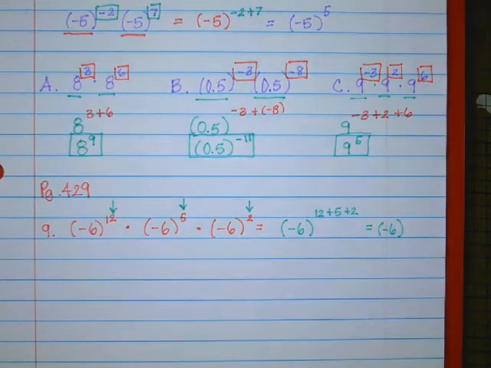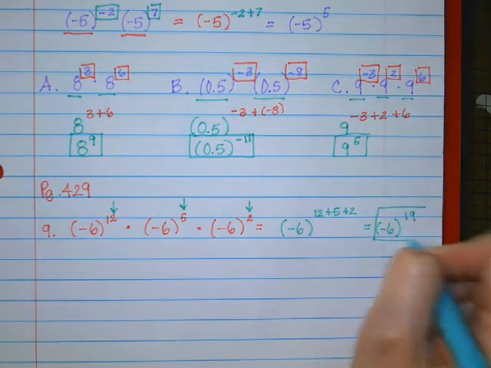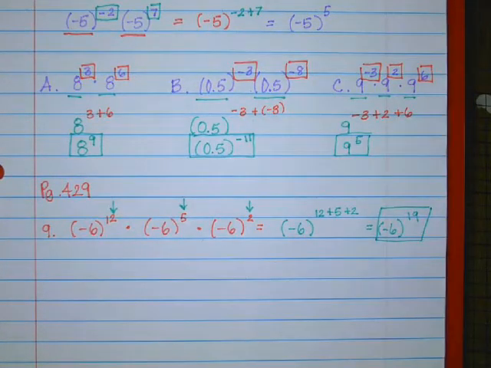All right, Tanaya, what's 12 plus 5 plus 2? That's correct. It is 19. So then this would be my final answer. All boxed in, so Ms. Hebert knows exactly where to look for her final answer.